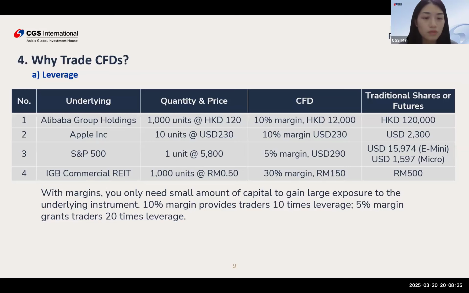So the same goes for this IGB Commercial REIT CFD. At 30% initial margin, you just only need 150 ringgit to open 500 ringgit worth of IGB Commercial REIT, assuming that you are buying 1,000 units at 50 cents each.